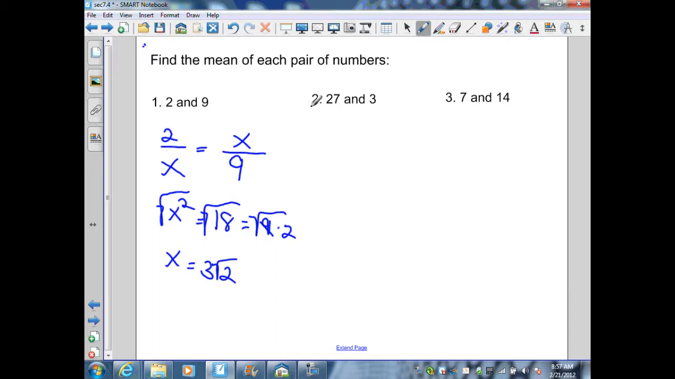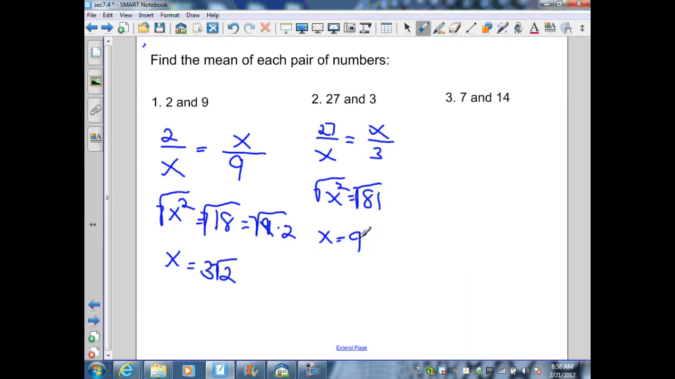Again, they want us to find the geometric mean between 27 and 3. I set up a proportion. The means are equal, and it's going to be 27 to X equals X to 3. I use a cross product. X squared is equal to 3 times 27, which gives me 81. I take the square root of both sides, and I get a value of X equal to 9.